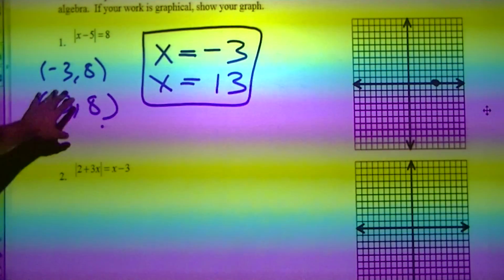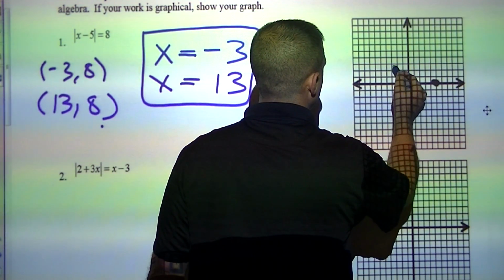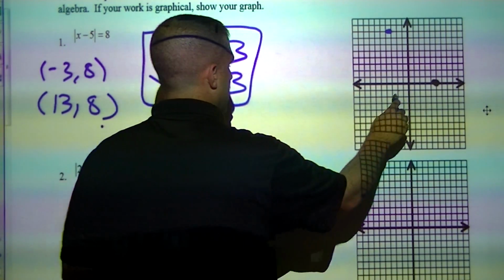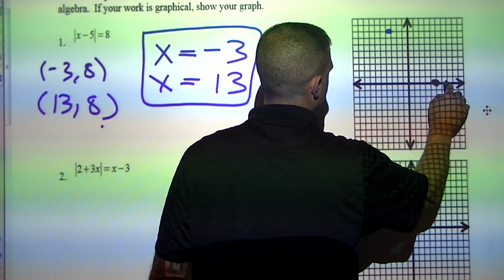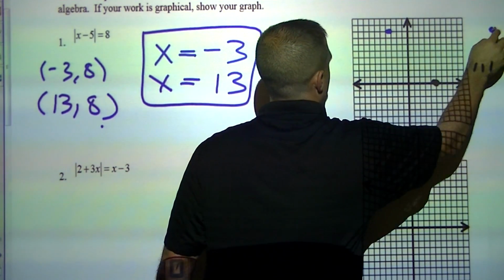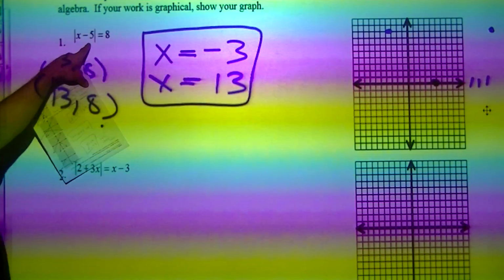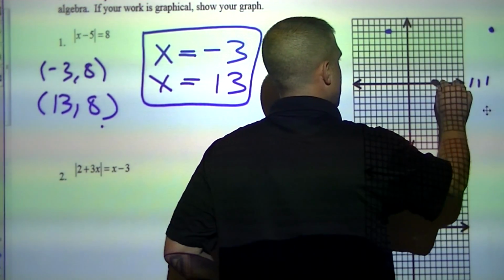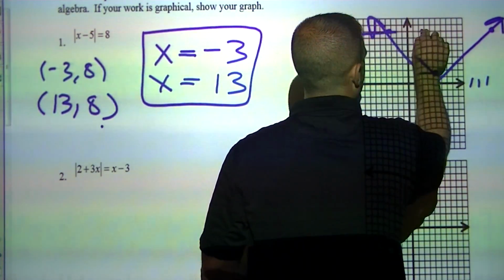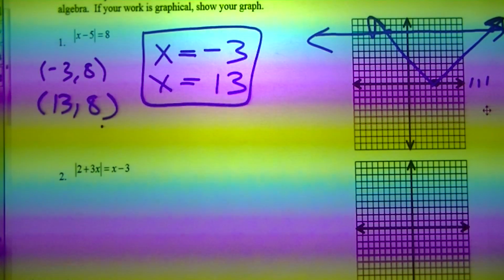Now, as far as the graph goes, these points help you graph. -3 over, 8 up: 1, 2, 3, 1, 2, 3, 4, 5, 6, 7, and 8. And then 13 over, and 8 up as well. The other point you want to get is the anchor point, which we know is going to be at 5. So that's connected to those points, and then going across, that's the equation y equals 8. And there's my graph example.